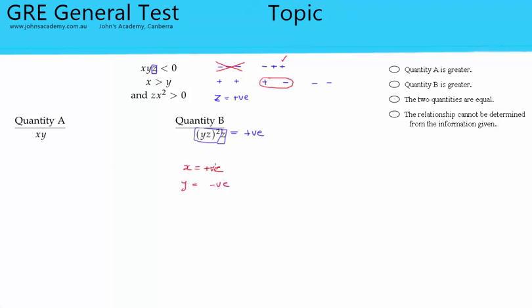So what is a positive number times a negative number? This is a negative number. But without even figuring out whether x is positive or negative and whether y is positive or negative, you can still solve this problem just by looking at this top line here. z is a positive number, therefore xy must be a negative number, because positive times negative is negative. So that's negative. B is positive, so therefore quantity B is always greater than quantity A. So the answer is B.